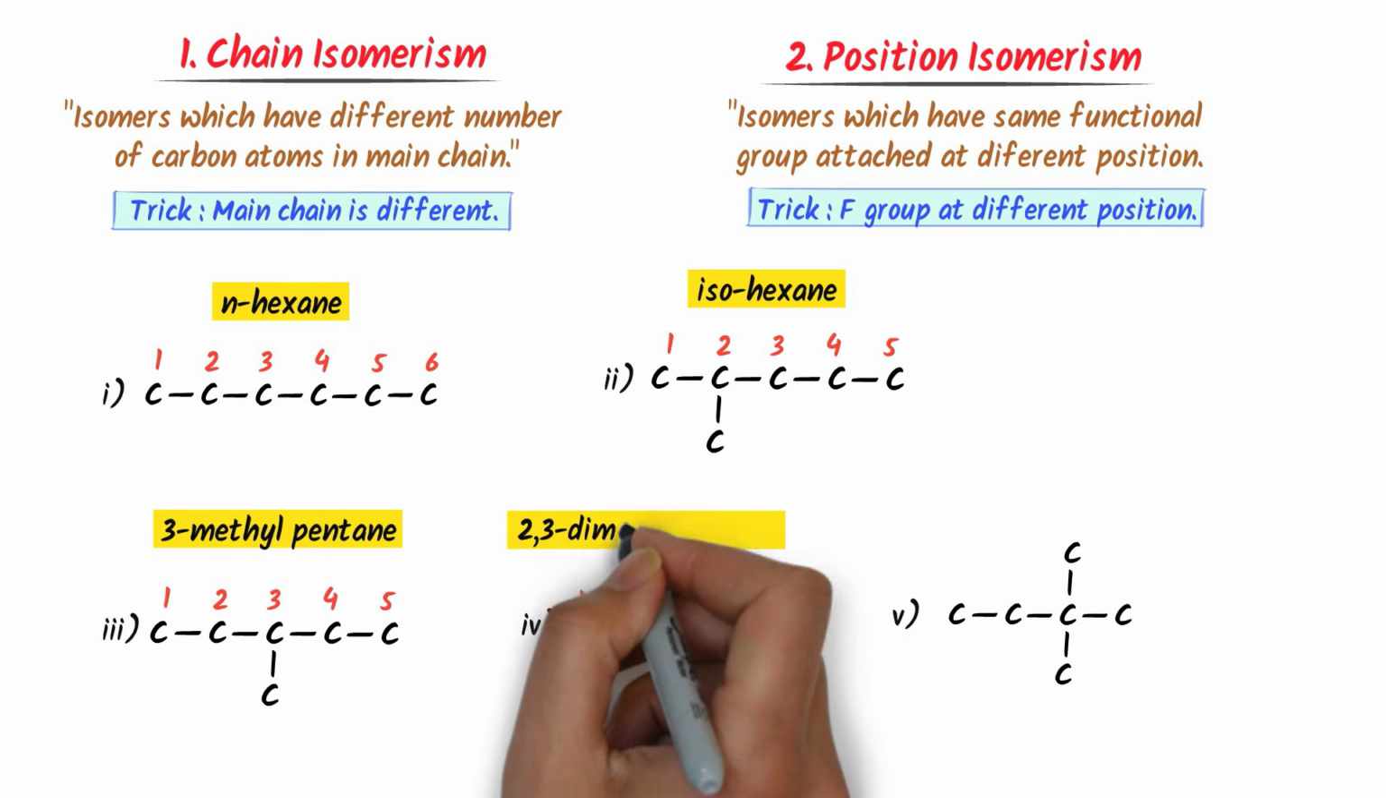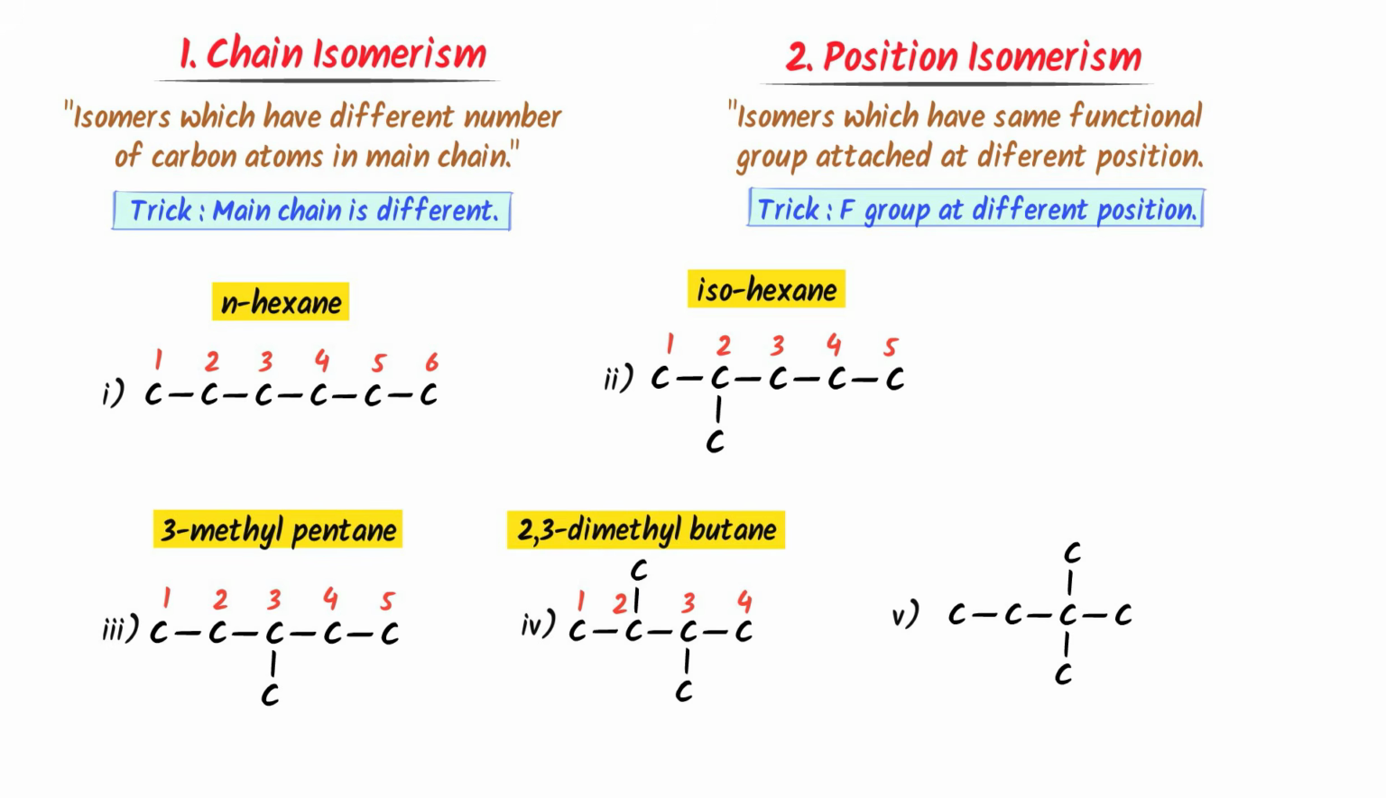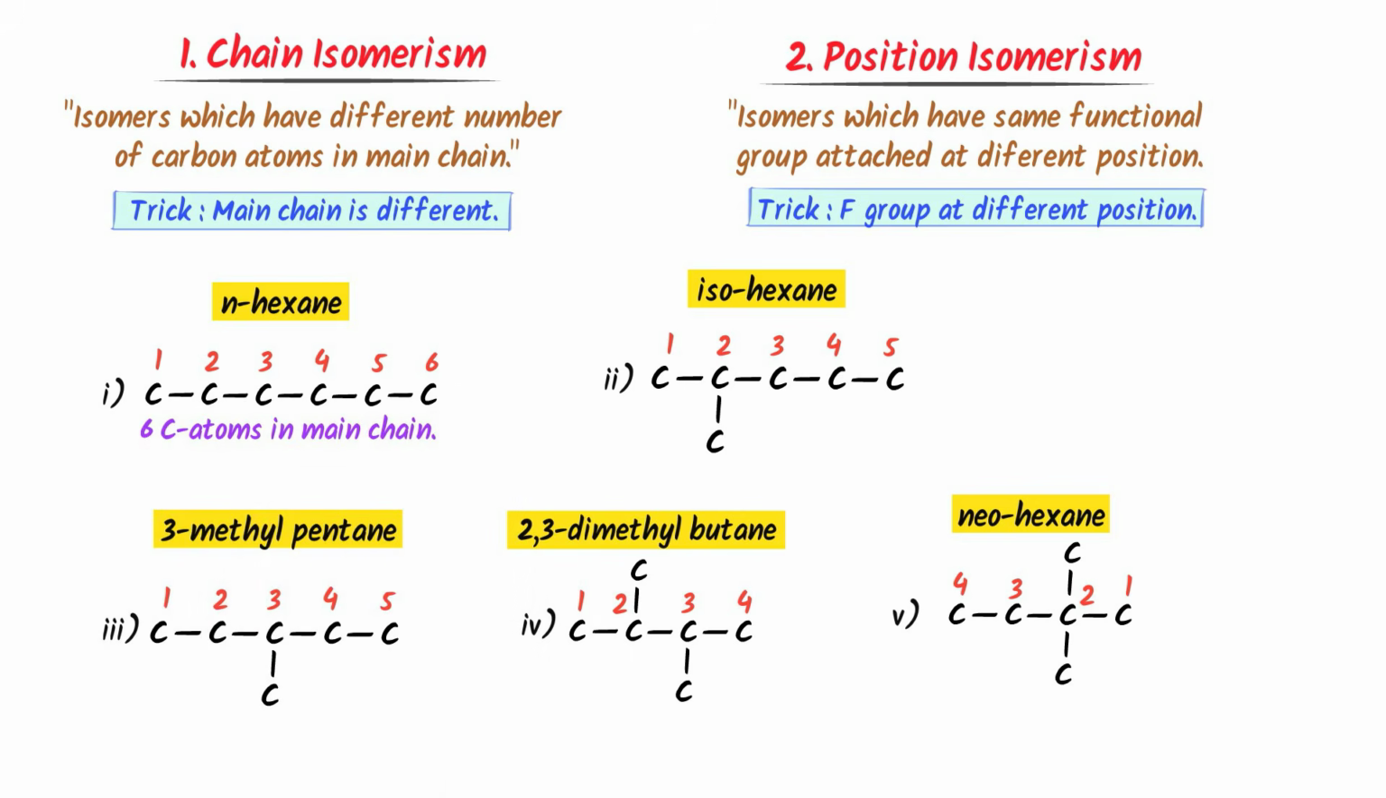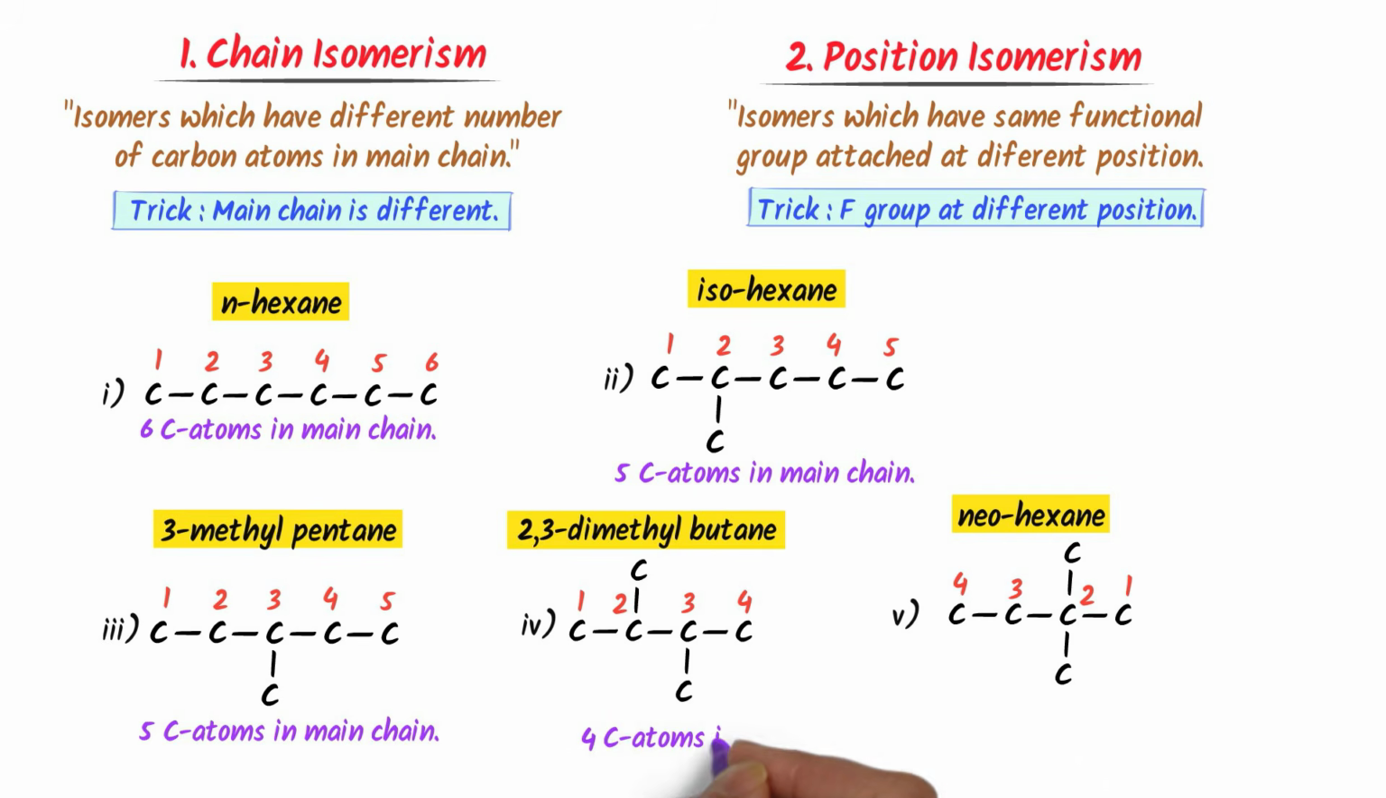I write 2,3-dimethylbutane. Lastly, I write 1, 2, 3, 4. Here, 2 methyl groups are present at the second carbon. We call it neohexane. Now I write the number of carbon atoms in the main chain. There are 6 carbon atoms in the main chain. There are 5 carbon atoms in the main chain. There are also 5 carbon atoms in the main chain. There are 4 carbon atoms in the main chain. And there are also 4 carbon atoms in the main chain.